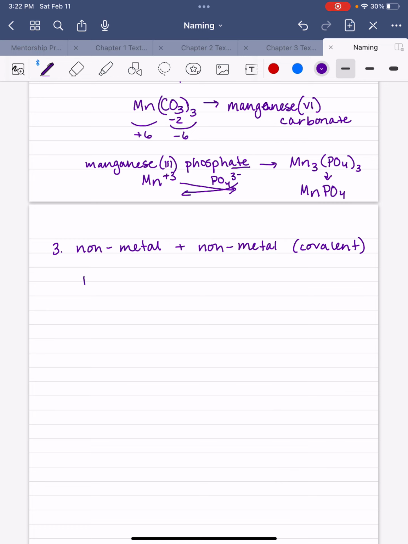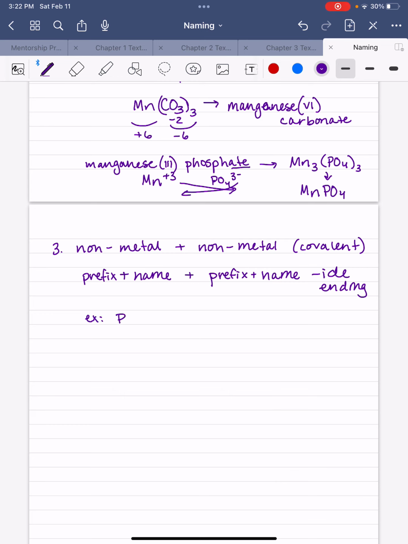So we will do a prefix with the name of our first one and a prefix with the name of our second one, and then we will still use the "ide" ending, because that's just how we always do it. So the name will have the "ide" ending. So let's do an example.